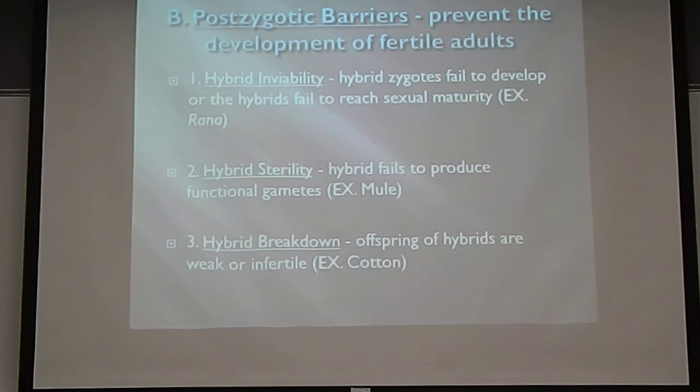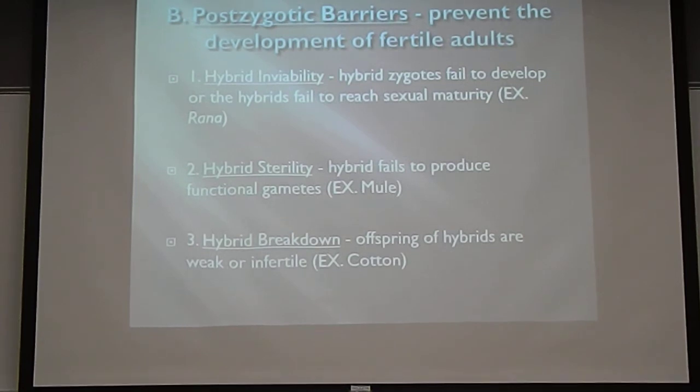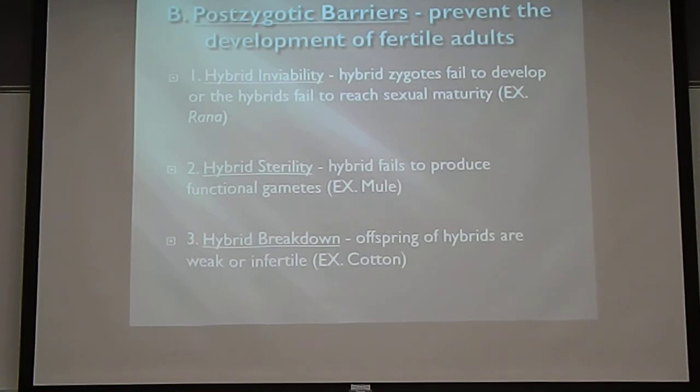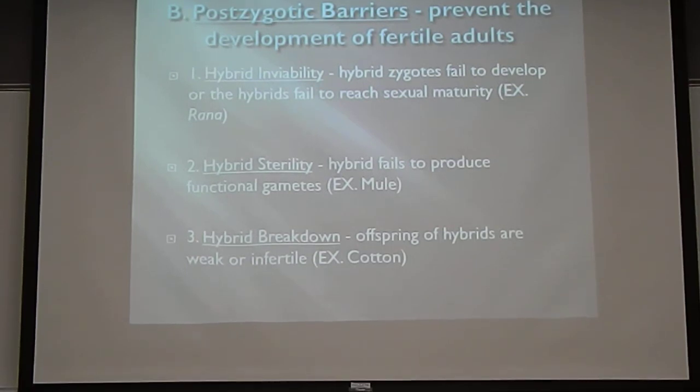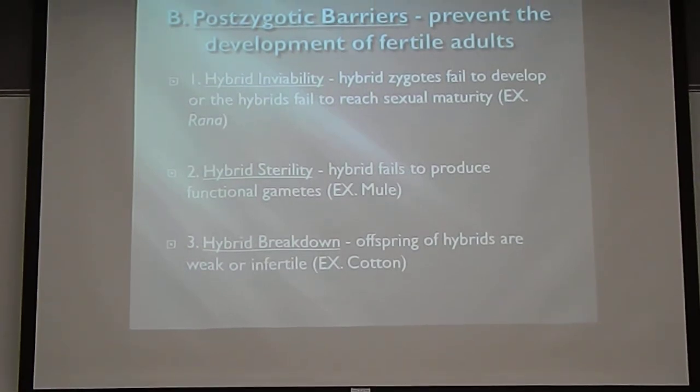Some post-zygotic barriers prevent development of fertile adults. There are three of them. One's hybrid inviability. This is where hybrids, which are the cross between two different species, the zygotes fail to develop, or the hybrids fail to reach sexual maturity if they are produced.